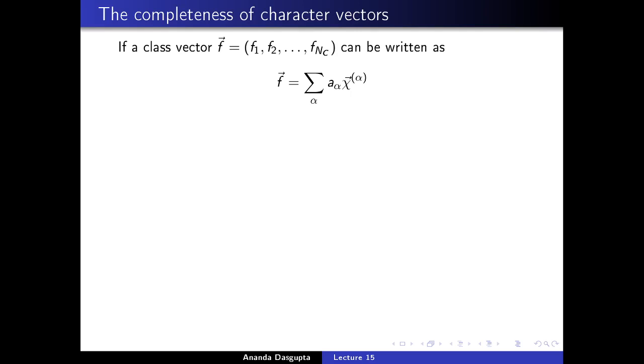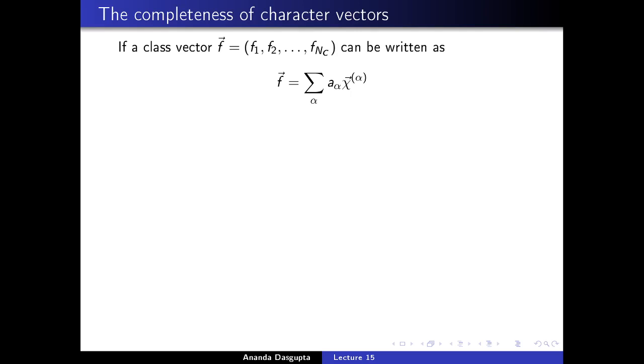Let us assume that a class vector f can be written as a linear combination of the chi alphas. So it can be a sum over alpha, and we already know that this is a finite sum because the number of irreps cannot exceed the number of classes, of a alpha times chi alpha. At this point, we are not saying that all vectors which are class vectors, all vectors with nc components, can be written down in this form. But if a particular class vector can be written down in this form, we can immediately see that a alpha can be found out by using the orthogonality relation which the character vectors have.